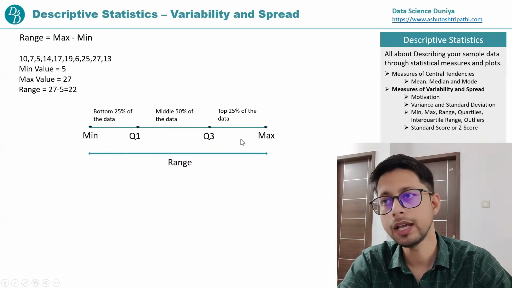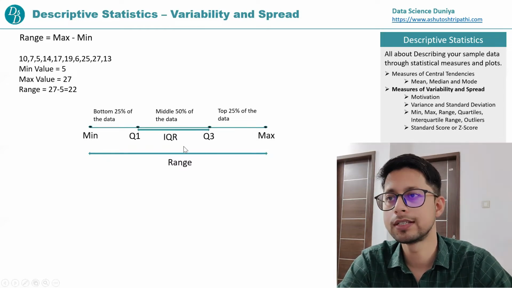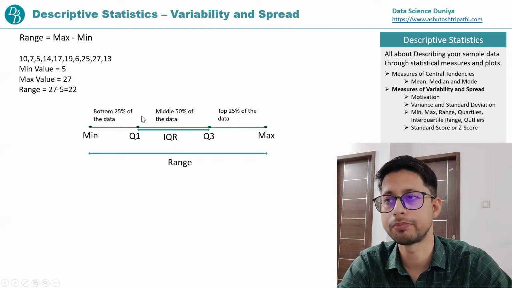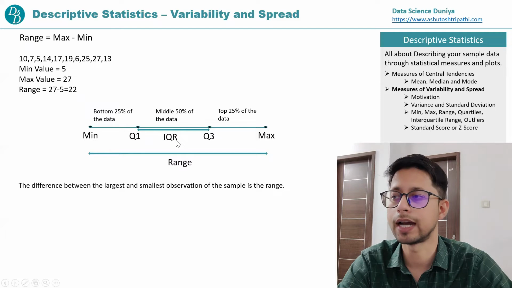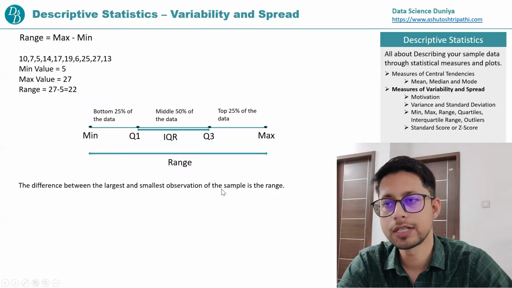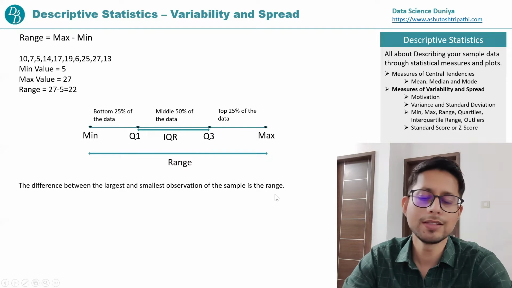Okay. And from these data points, there is something called IQR, that is the interquartile range, and that is denoted by the middle 50% of the data. So that is IQR. The difference between the largest and smallest observation in the sample is the range. Okay. Now why is this important, guys?